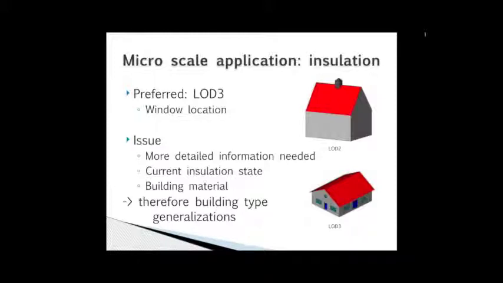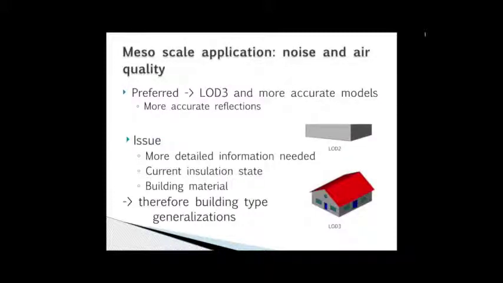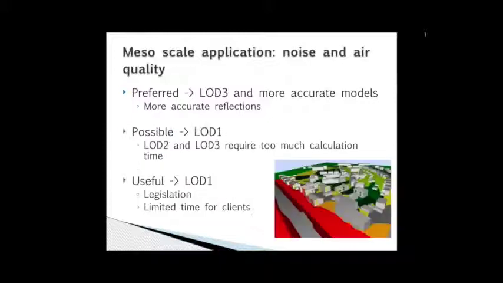My first example is going to be about the micro scale. I'm going to talk about insulation for a little bit. What as scientists we would prefer to have is LOD3 information, especially because when you look at insulation of buildings, the location of windows is very crucial because the windows have a big influence on your heat flow in the house. However, as I already mentioned, for LOD3 we need much more detailed information. And even if we had the LOD3 data, we still miss the other data I talked about, so the current insulation state and the building materials that are used. Therefore, in many countries, and in the Netherlands we have our own type, but the European Union also defined generalizations of building type, and those kinds of inputs you use to model insulation in combination with the available LOD1 data.